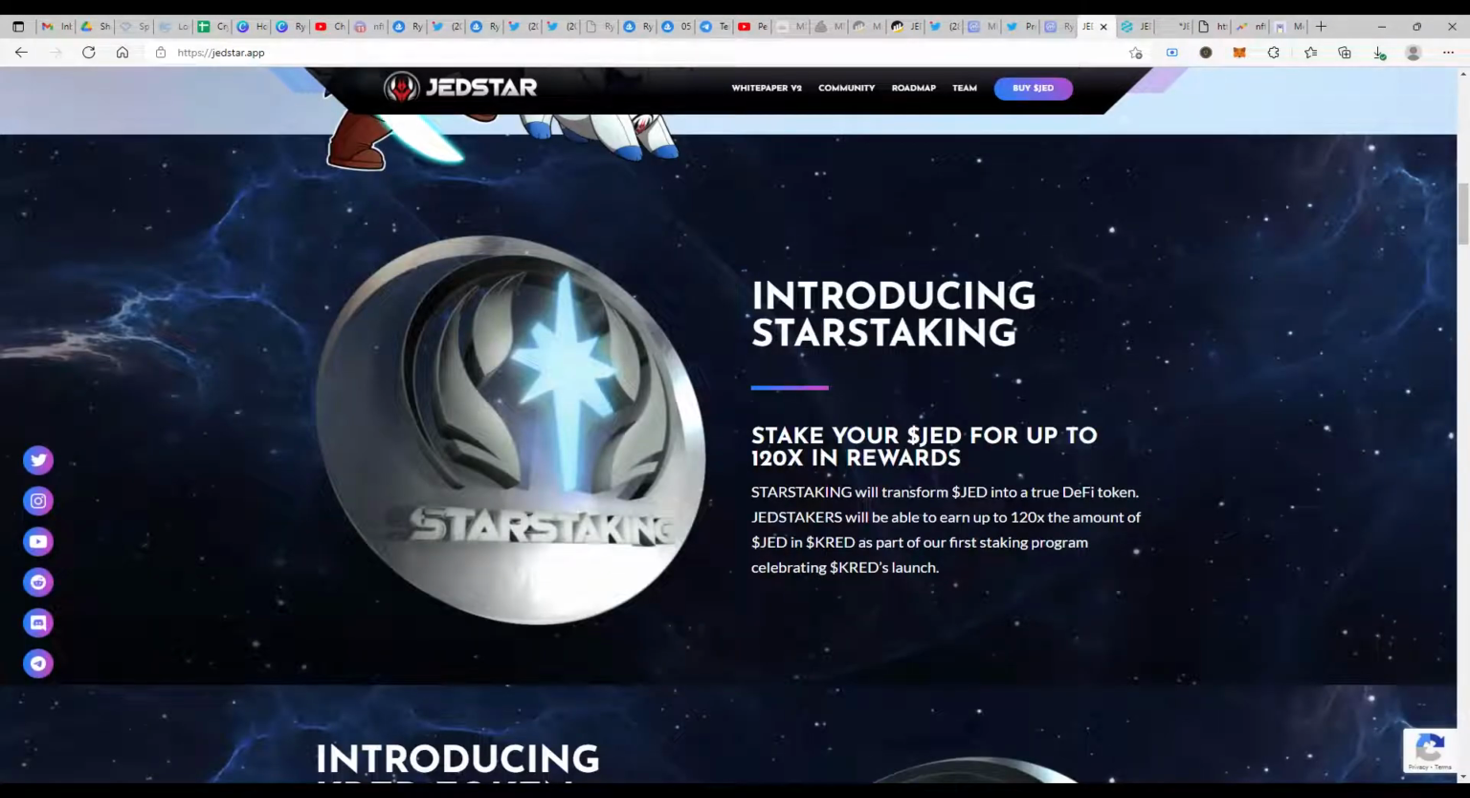So if you're out there looking for earning the maximum profit or benefit out of the staking pool, then this is the time. Fill up your bags, have a minimum of 5,000 JEDSTAR so that you can stake them and start earning CRED once the staking pool launches.